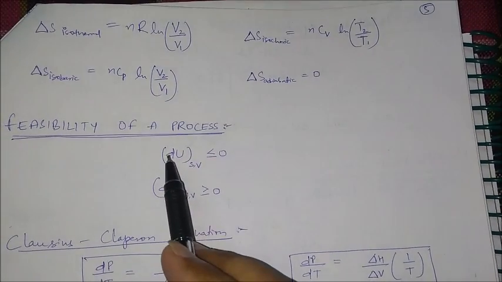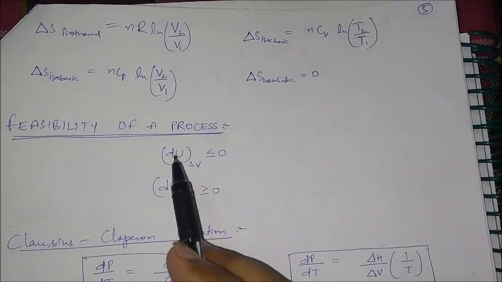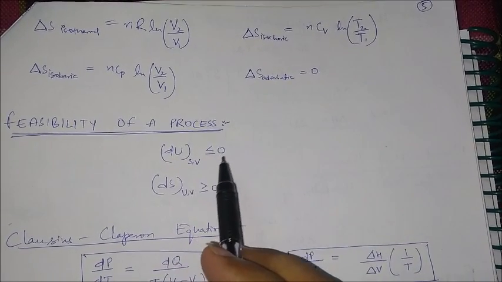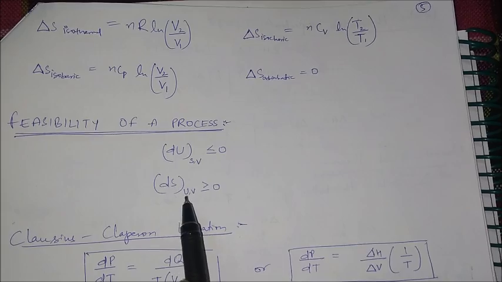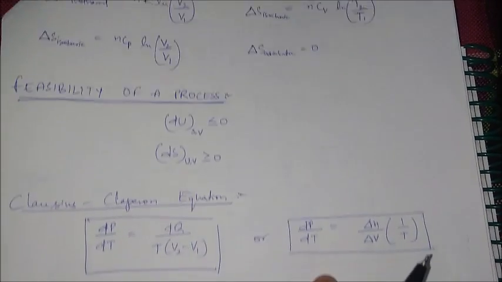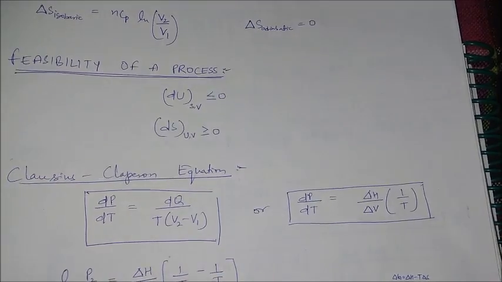Feasibility of a process. A process is called feasible if dU at constant entropy and volume is less than or equal to 0, or dS at constant internal energy and volume is greater than or equal to 0. So these are the conditions for feasibility of a process.